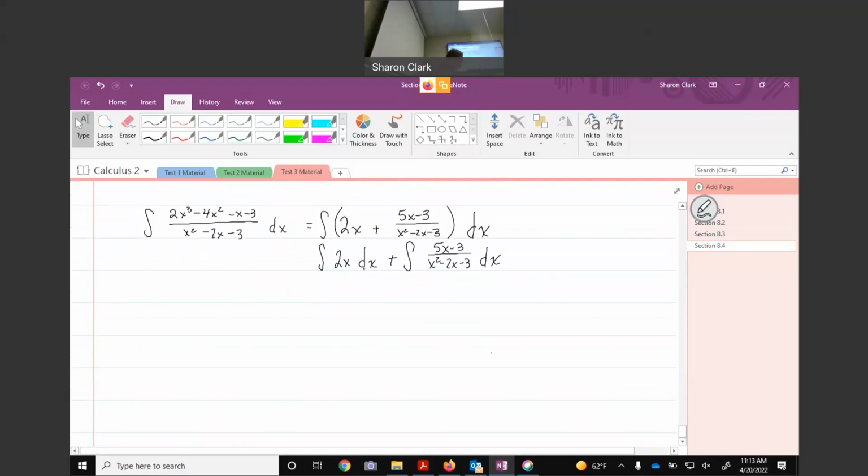Okay, so that is equal to this. What we're going to do is stop for a minute and do the conversion of 5x minus 3 over x squared minus 2x minus 3. First off, we got to factor that denominator. Factors of 3 that subtract to give us 2: 1 and 3. And it's a minus 3 and a plus 1.